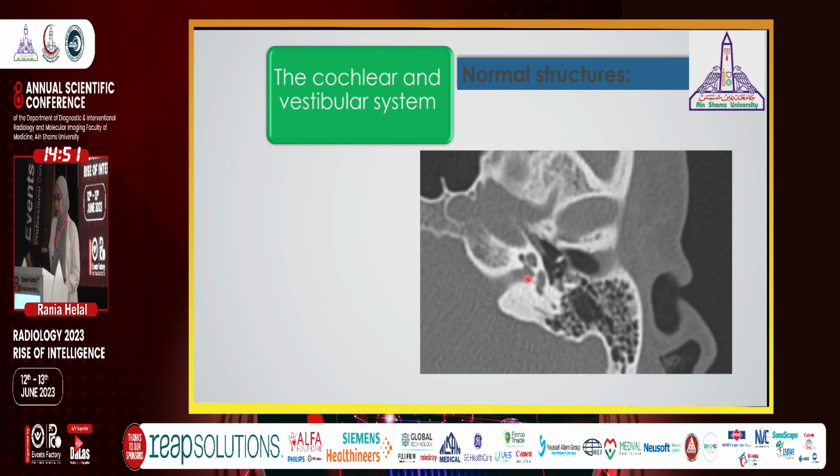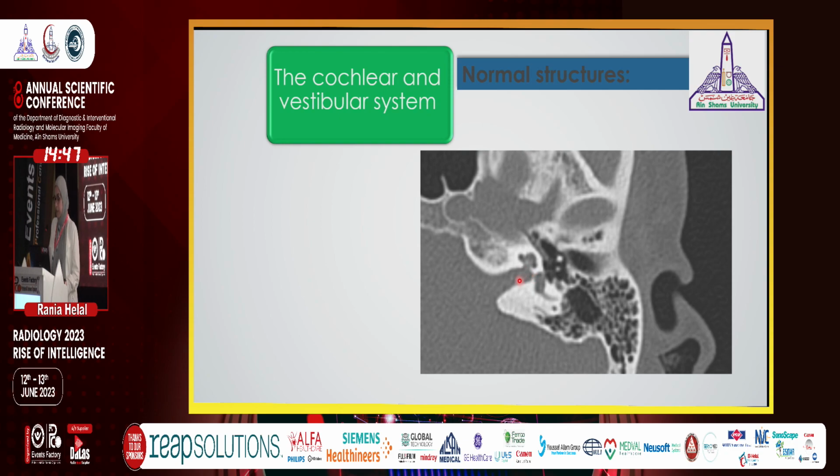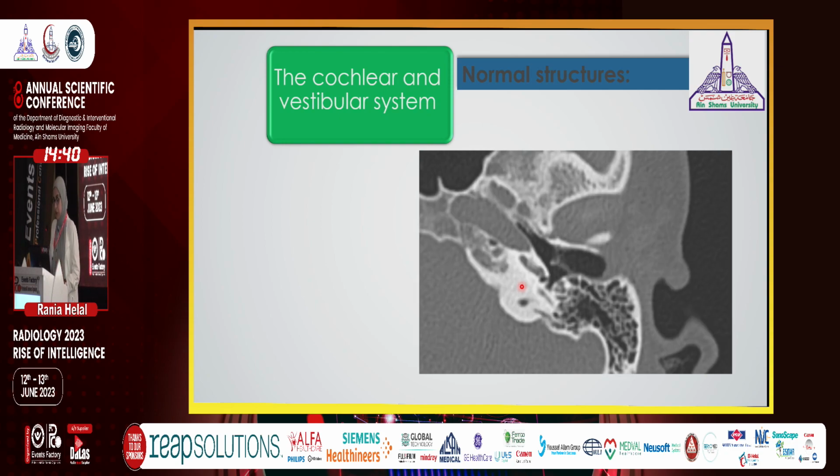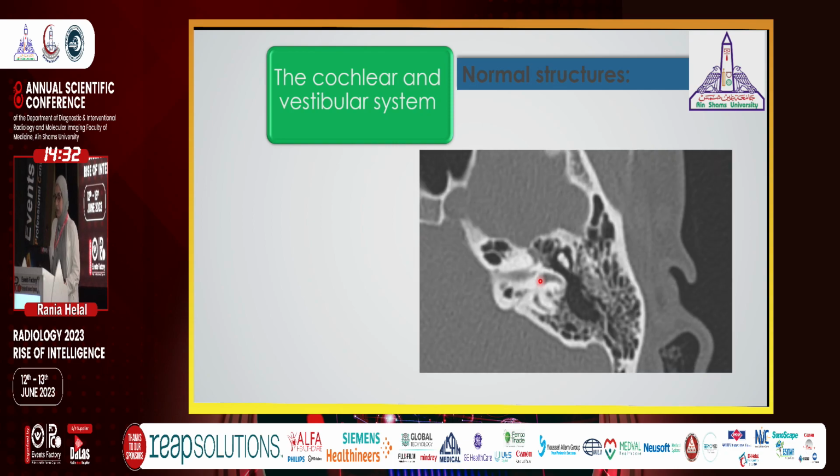Here's the internal auditory canal, cochlear nerve canal here. As we all know, on CT we can't see the nerve, but we see the canal through which the nerve goes. And here's the basal turn of the cochlea with the round window. So this is the basal turn of the cochlea, second turn, and apical turn.